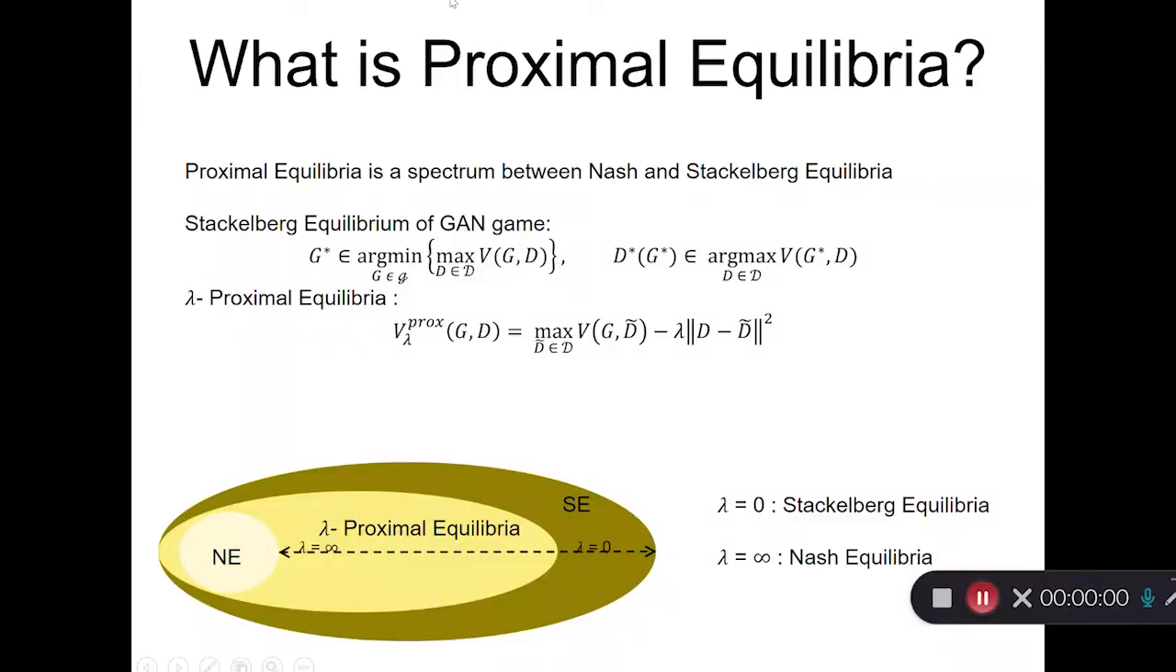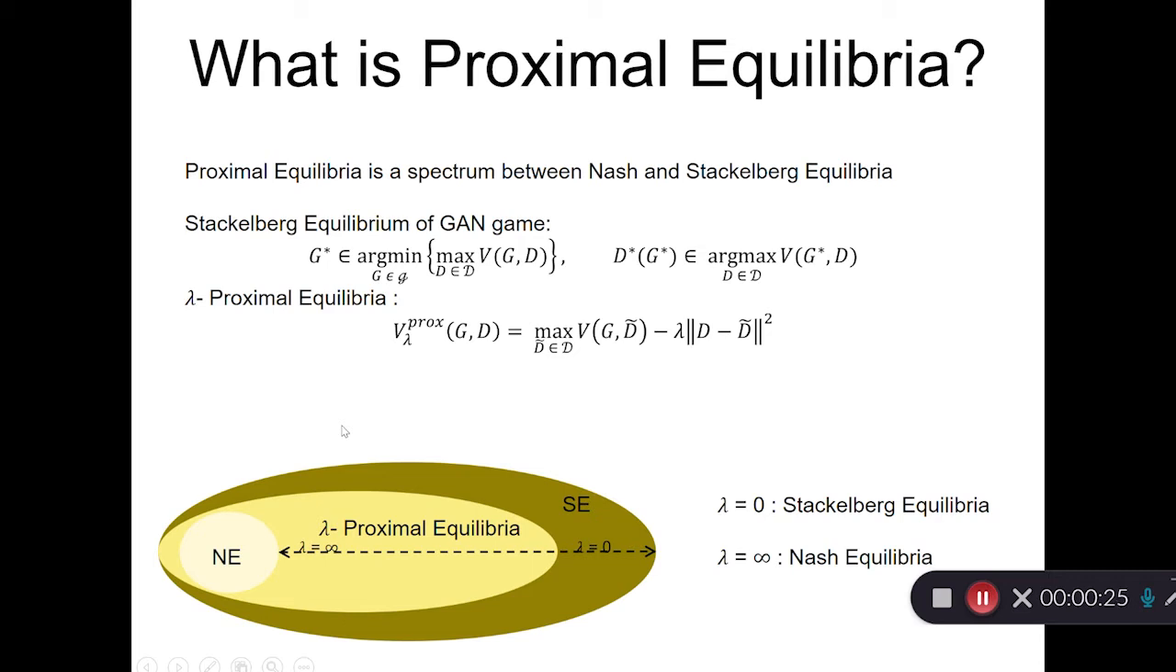I will talk about what the proximal equilibria are. Proximal equilibria is a spectrum between the Nash and the Stackelberg equilibria. The Stackelberg equilibrium of the GAN game can be described by these functions, and the lambda proximal equilibria can be described like this. You may have a question why we need the proximal equilibria.